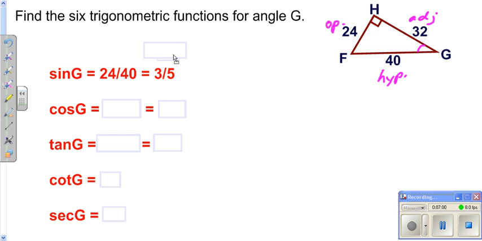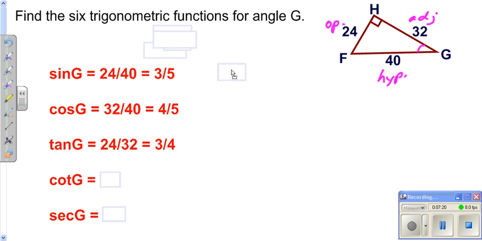You could divide them both by 8. Cosine of G. Cosine is adjacent of 32 over your hypotenuse of 40. And they also reduce down, dividing them both by 8. Then you have your tangent. Tangent is your opposite of 24 over adjacent of 32. And then they also reduce down, dividing them by 8.